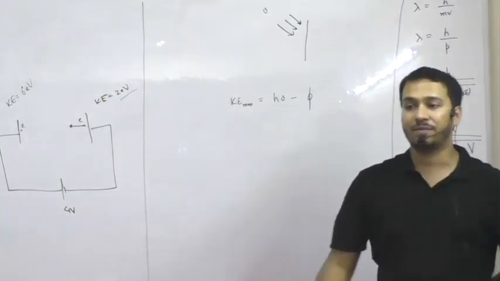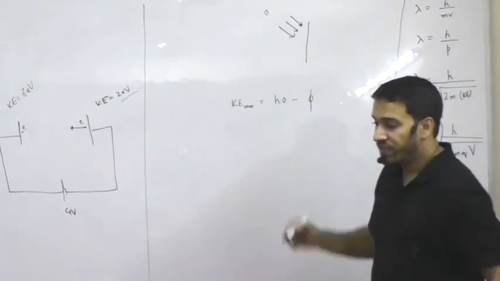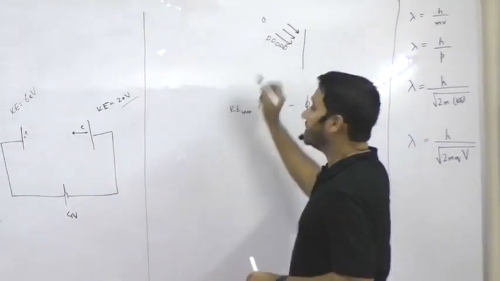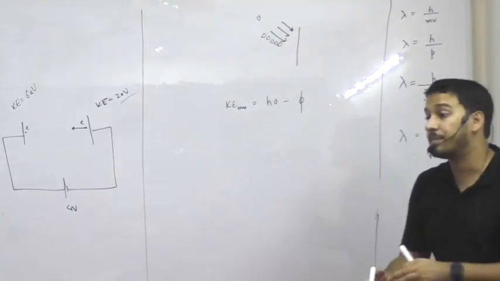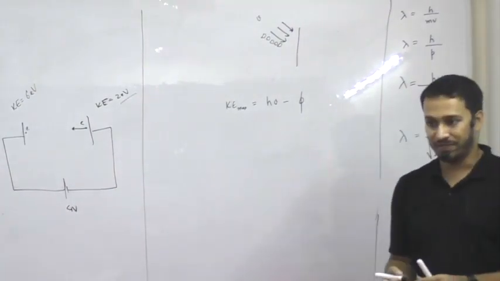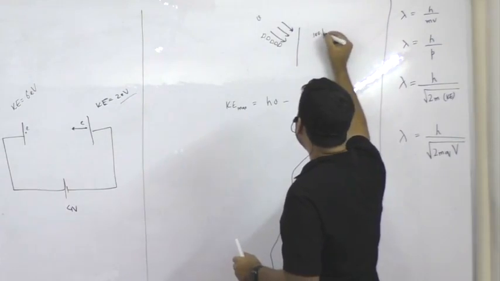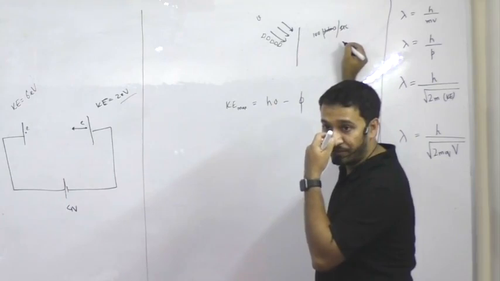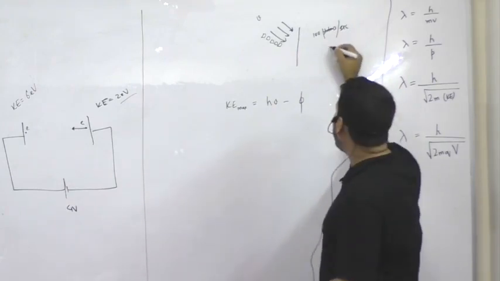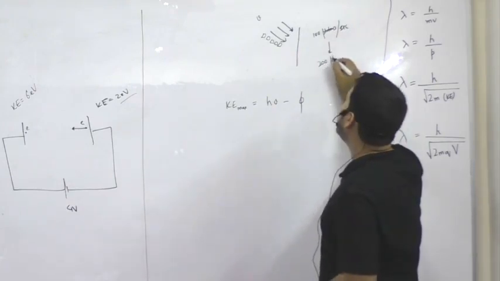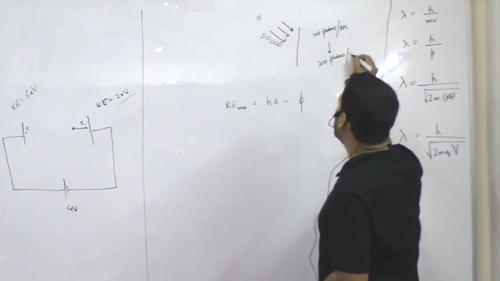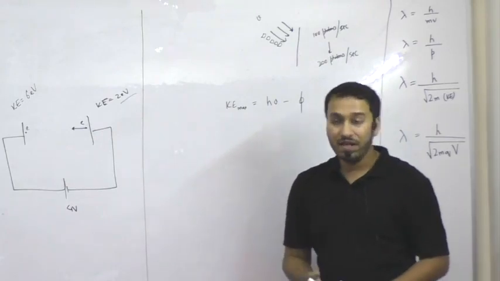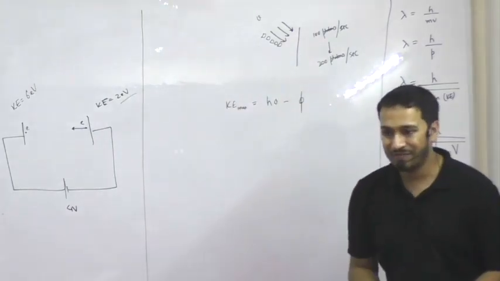Now intensity का मतलब क्या होता है? Intensity means the number of photons which are falling per unit area, or let's say per unit time, that is what is changing. Matlab, let's say initially there were 100 photons falling on the plate per second. When I increase the intensity, now there are, let's say, 200 photons falling on the plate per second. That is what has changed, right? The frequency has not changed, right?